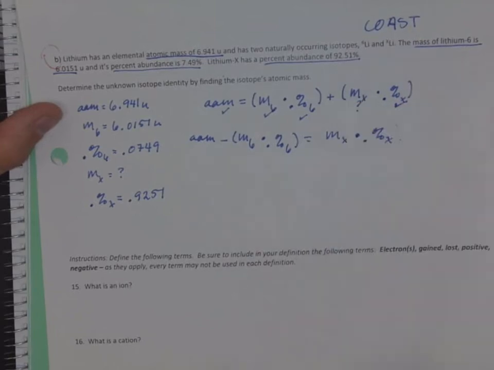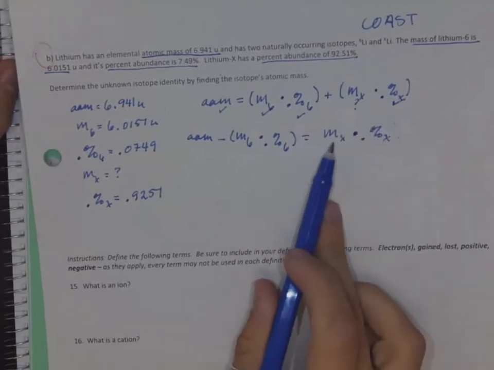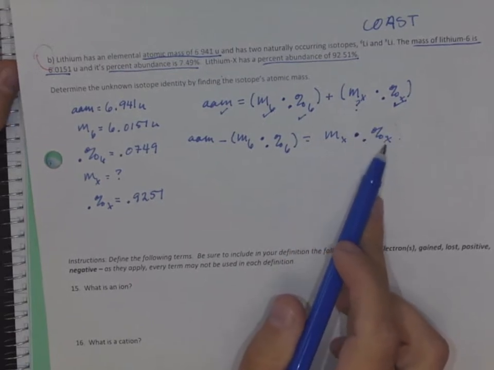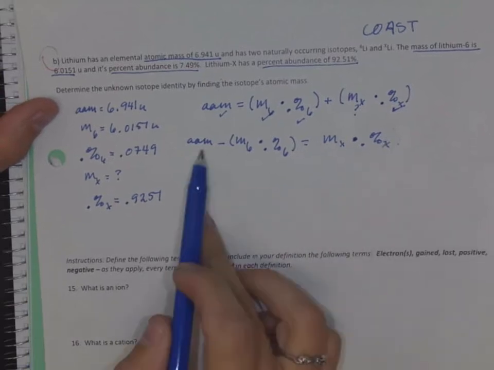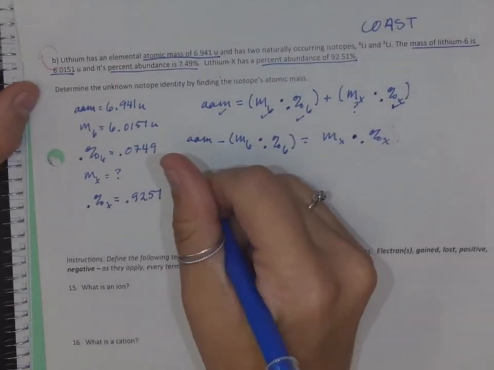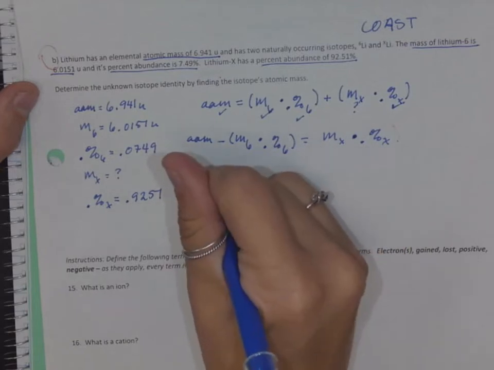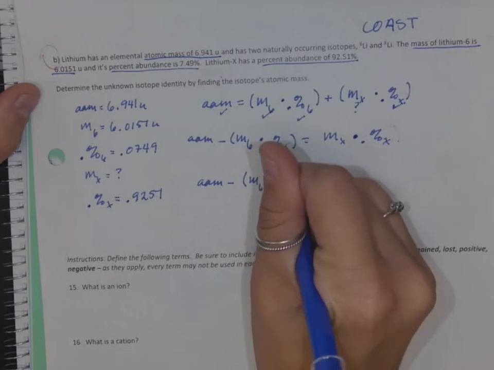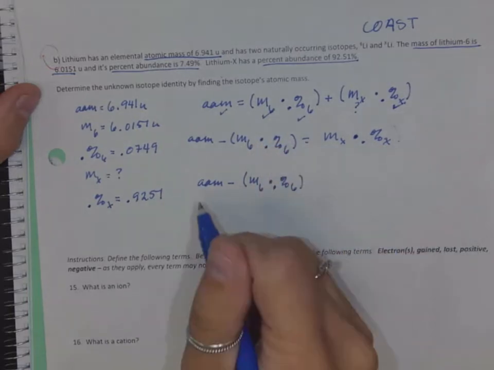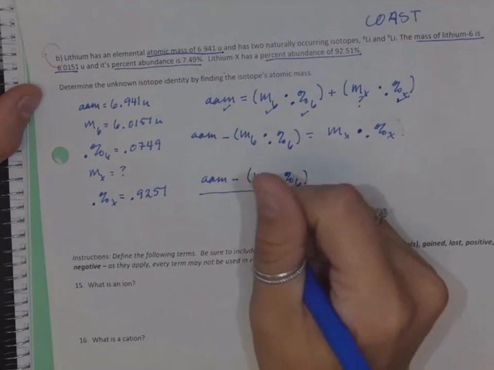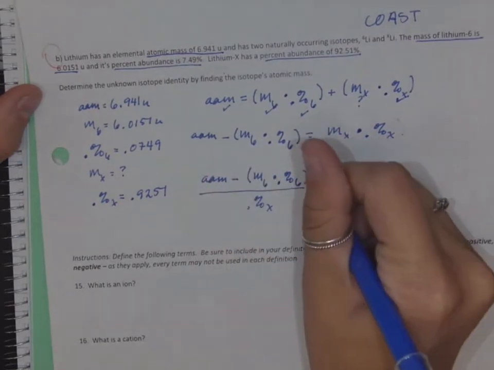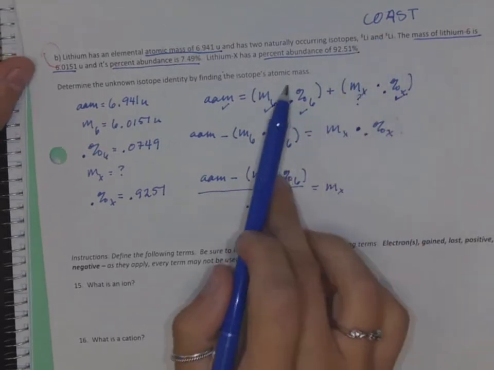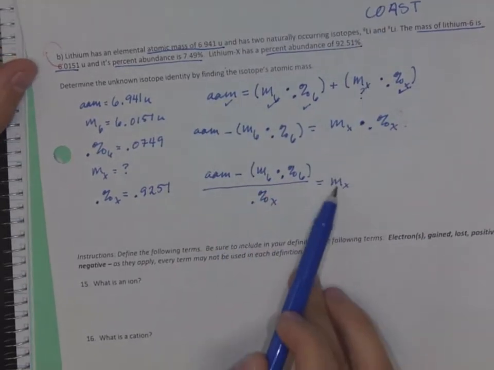Since the percentage is multiplied, to get this completely isolated, we would divide both sides by that percent abundance of the unknown. So I'm going to just divide this half so that it cancels, and I'll divide it over here. So the final iteration of this equation would be average atomic mass minus the mass of 6 multiplied by the decimal form of the percentage of 6, and then this whole thing over the decimal percentage of the unknown. And then that will give me the mass of the unknown. So that's our analysis. We started with this equation, we rearranged it to get our unknown.